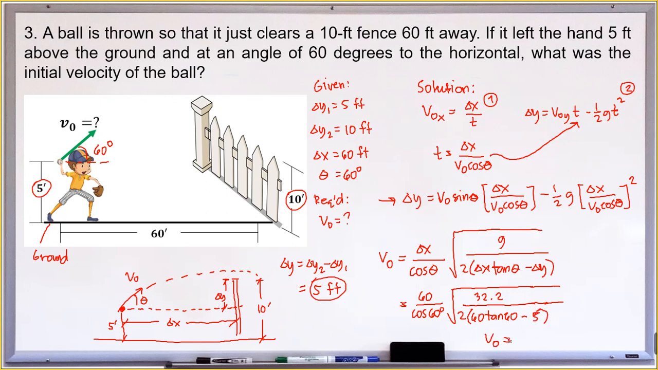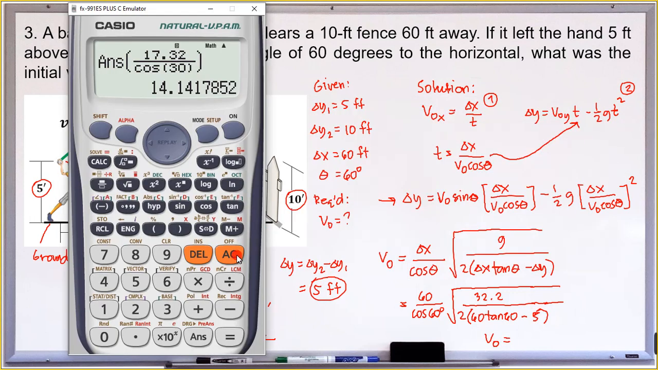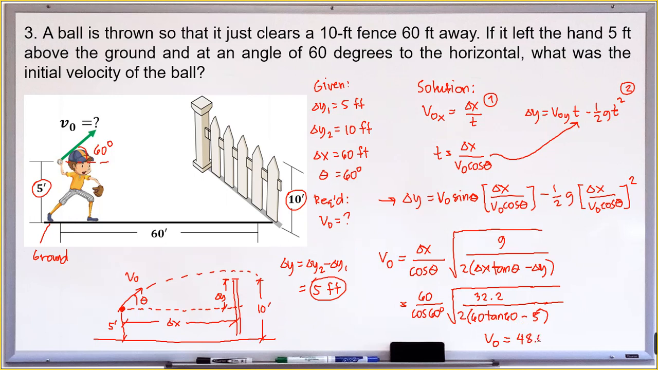So for our initial velocity, we can use our scientific calculator. Starting with the inner part, 32.2 divided by 2 times 60, then multiplied by tangent 60, then minus 5. Once you have the answer, take the square root, and then multiply this with the quotient of delta x and cosine theta. So delta x is 60 all over cosine of 60. Okay, so the answer is 48.41 feet per second. So 48.41 feet per second. Okay, so this is our final answer.